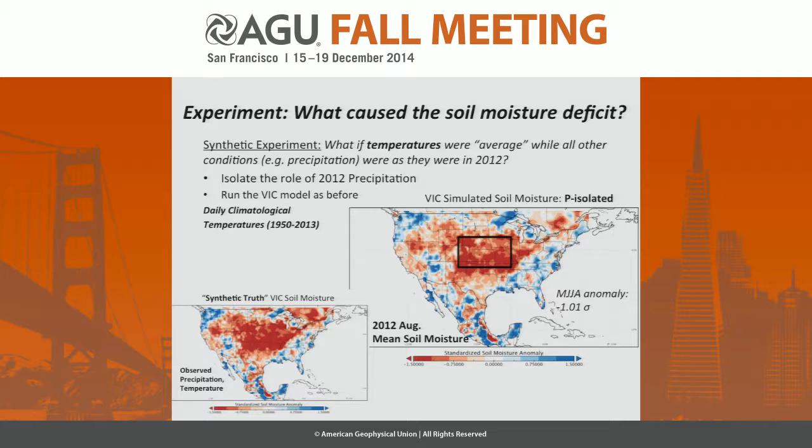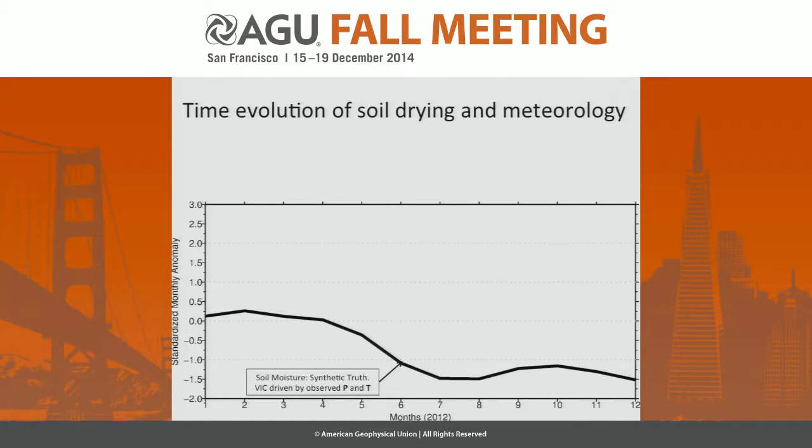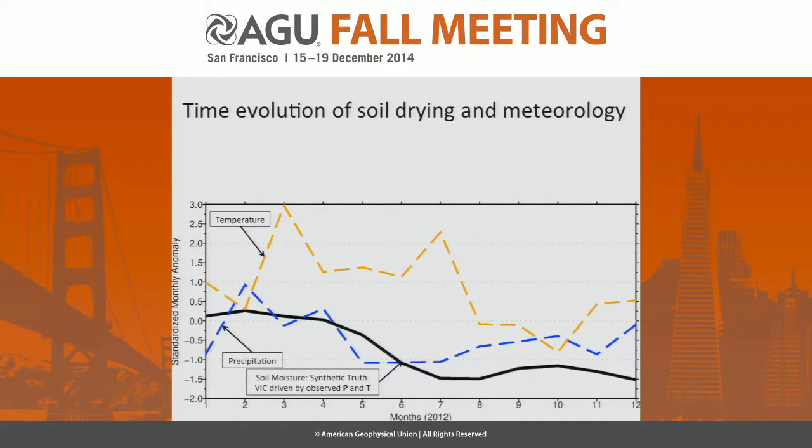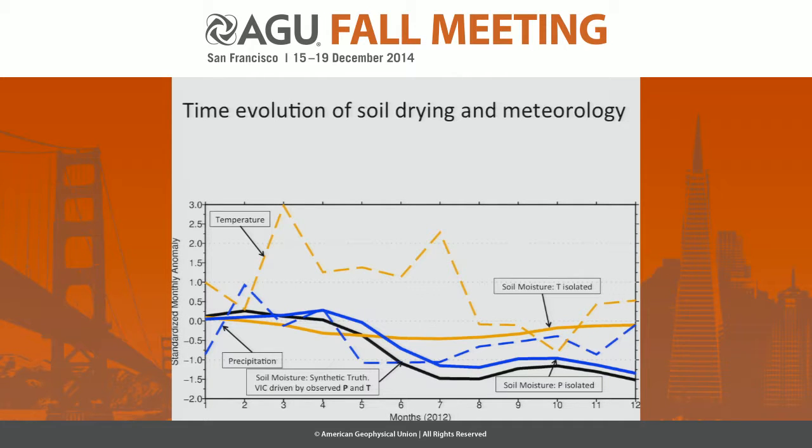So, a first attempt at getting at that, the last slide set here, has to do with the time evolution of soil drying. These are monthly soil moisture standardized anomalies. What's interesting for 2012 is that in April things were about average, and they really don't bottom out until July. So it's a rapid onset. Among the meteorological anomalies in play, temperatures of course were high, which is not surprising. Precipitation really drops off in May, and there's a lag for the soil moisture to catch up, which is expected. If we look at the soil moisture anomalies associated with these two cases, temperature contributed perhaps a small but persistent negative anomaly, whereas precipitation really captures a lot of the variability of the soil moisture signal, which is not really that surprising.